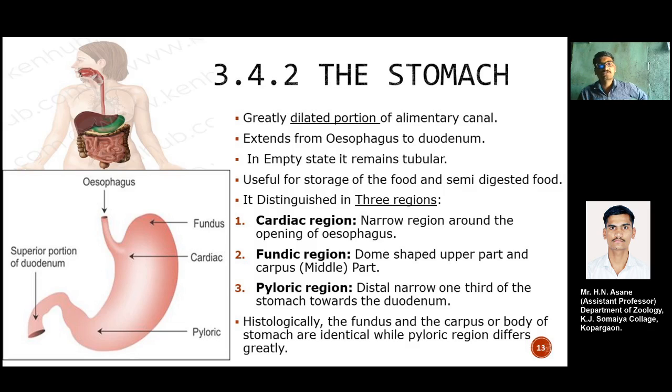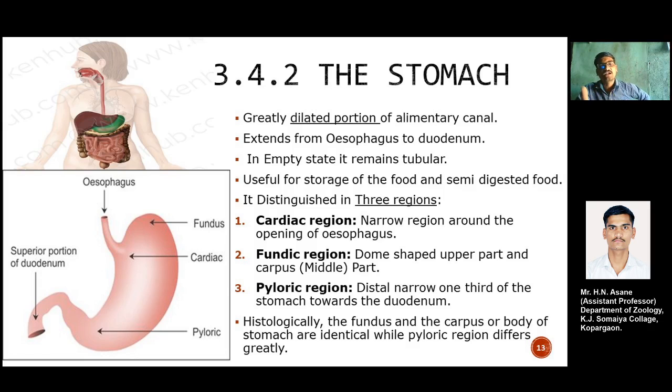The stomach is generally a greatly dilated portion of the alimentary canal, and it extends from the esophagus to the duodenum. As you can see in the picture, the highlighted green structure in the digestive system shows the actual location of the stomach. In the second picture, its extension from the esophagus is shown.